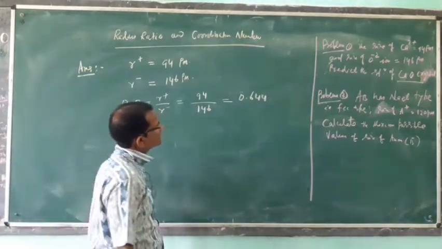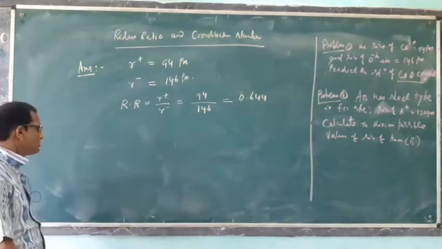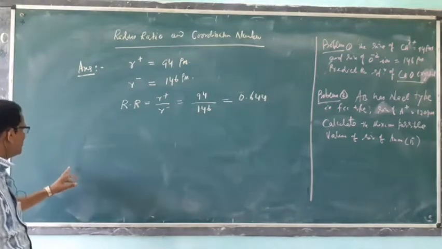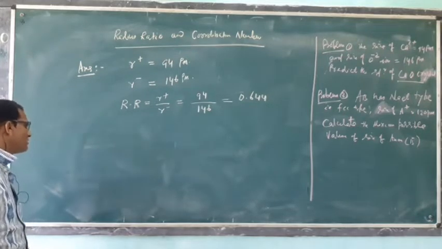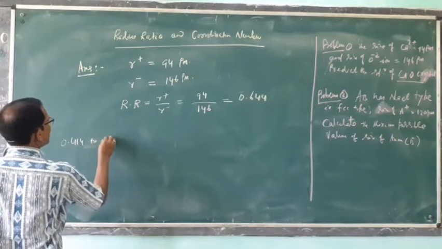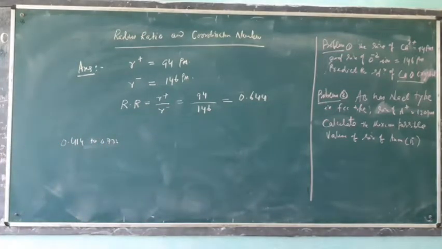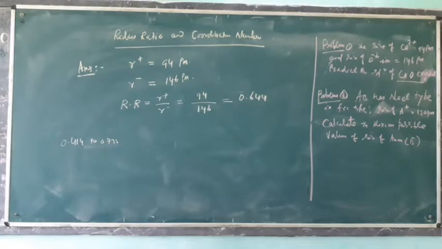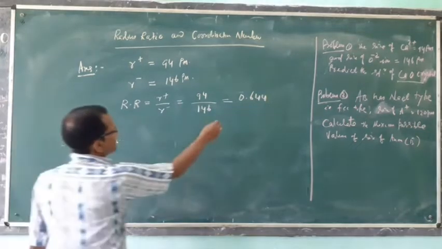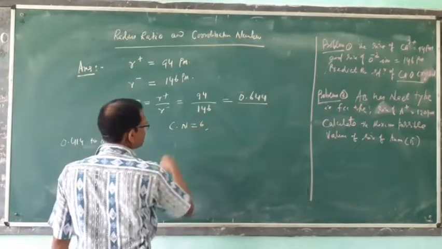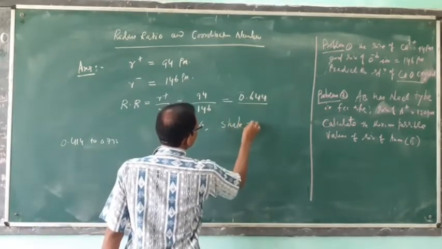The radius ratio has no units because it is the ratio of the size of cation to the size of anion, so it is unitless. So 0.644. If you compare with the table already discussed, 0.644 comes between 0.414 and 0.732. Within this range it is coming. Already we know its coordination number is 6, so the shape will be octahedral. So as it is 0.644, its coordination number will be 6 and the shape will be octahedral.